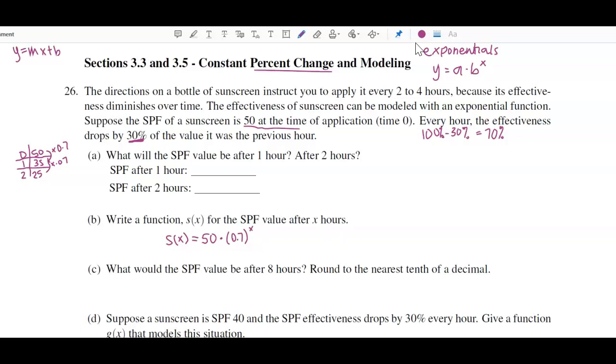So now we could figure out after 5 hours, would we have any remaining on us? And probably not, since it tells you that you should really apply every 4 hours at the most. But this x gives us a way to figure out how much SPF will really be left on us at which hour.